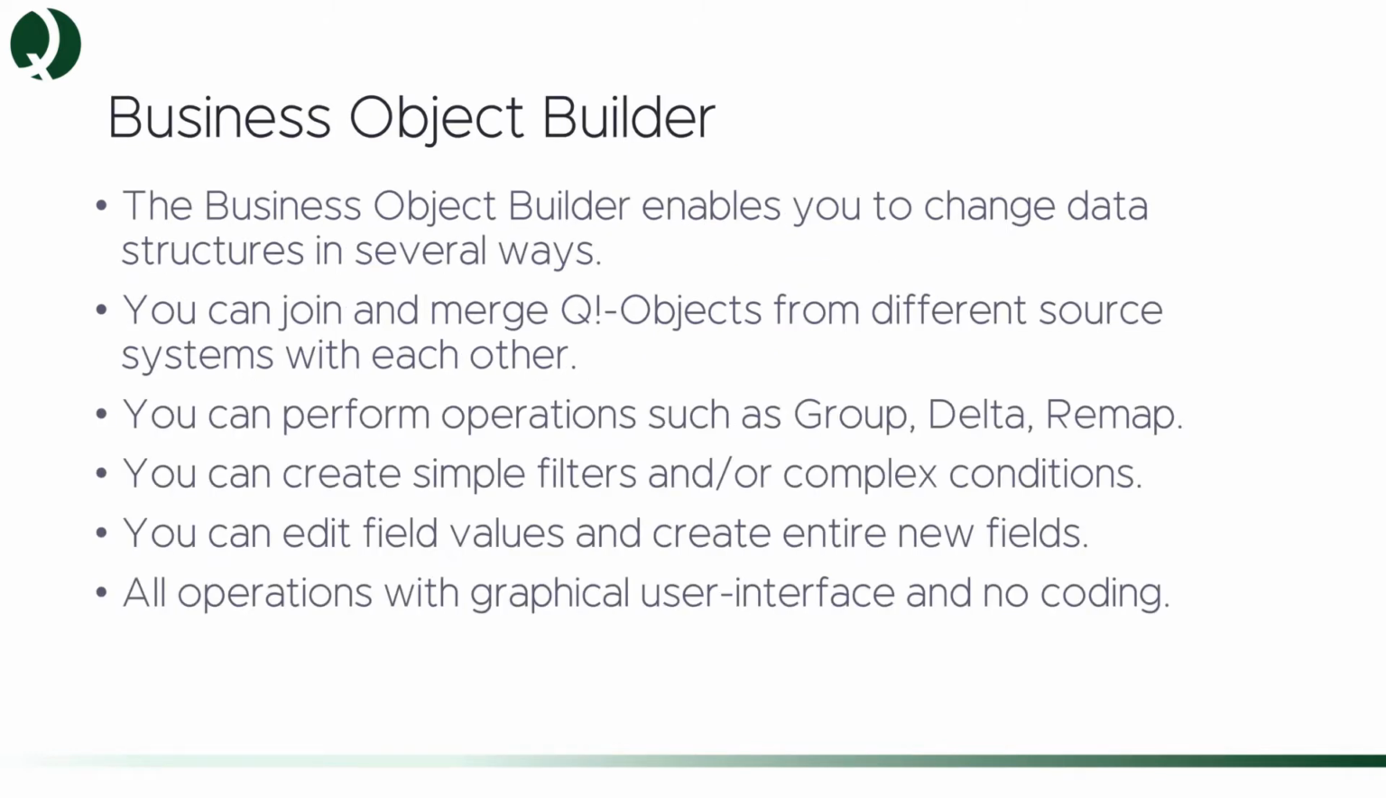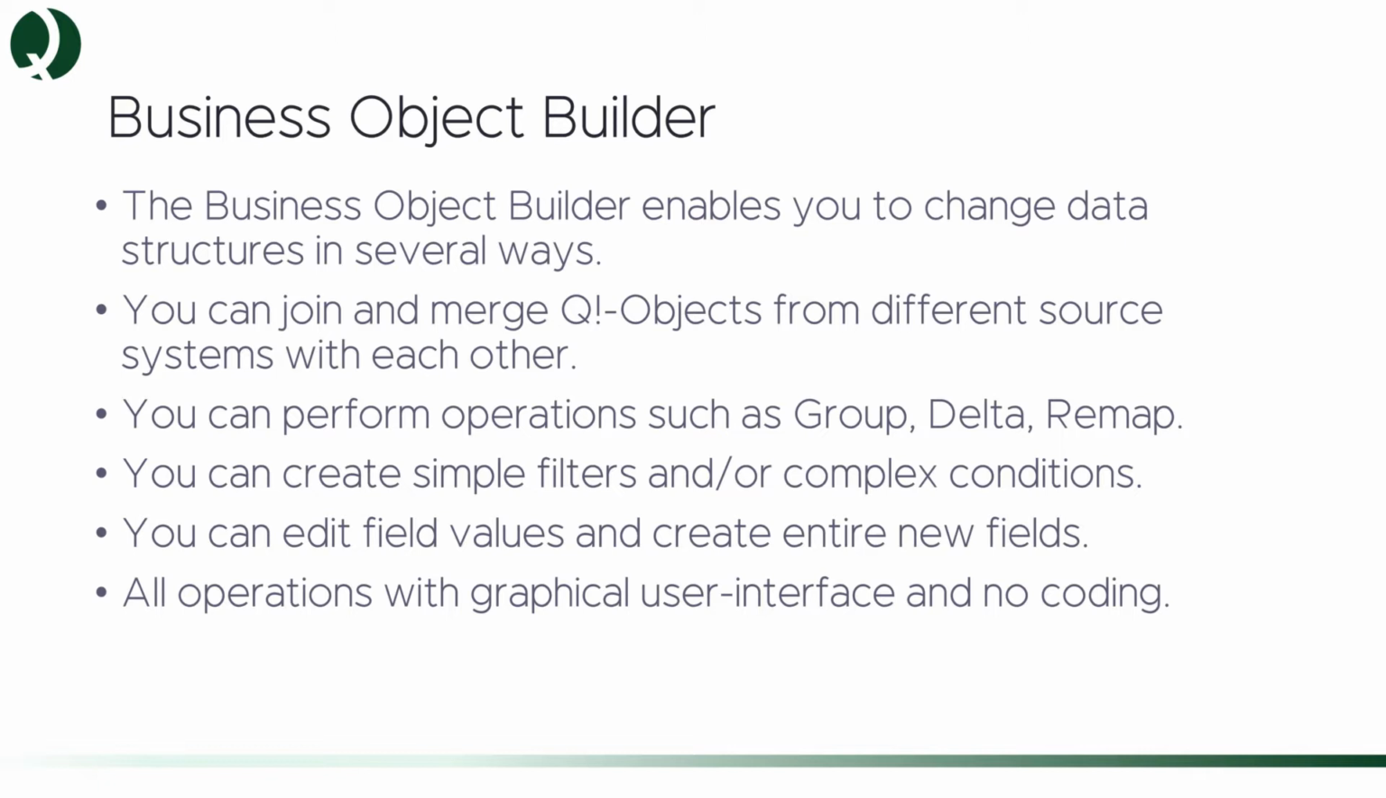If a user on Platform Q wants to enrich data or change data structures, it is necessary to use the Business Object Builder. With the Business Object Builder application, you can join Q objects with each other, or you can merge them. The Q objects can contain data from different source systems. Furthermore, you can also create a delta between two Q objects and remap field values of two different Q objects. It is also possible to create complex conditions as a filter.